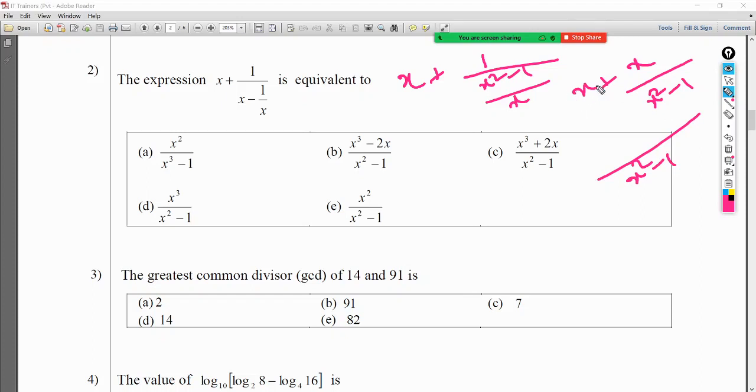Then this one must be multiplied by x squared minus 1. Then x cube minus x plus x. X to x get cancelled. X cube divided by x squared minus 1.